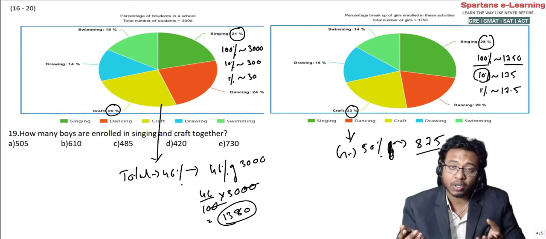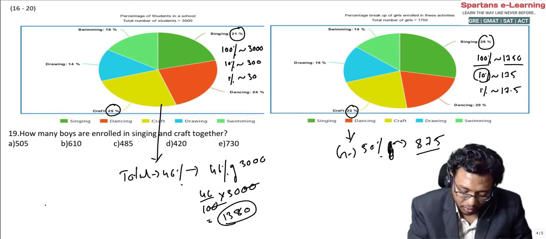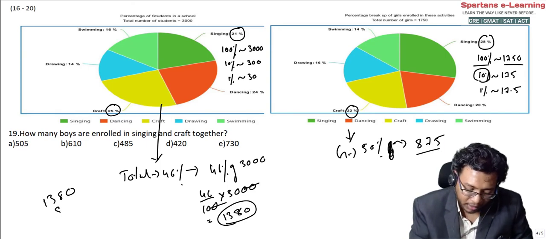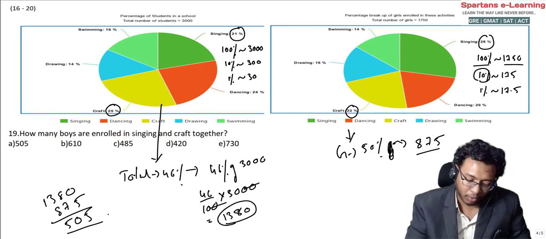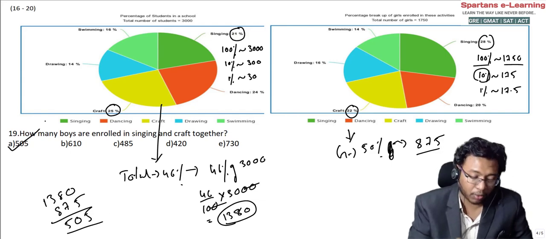Now how many boys are enrolled? Boys will be 1380 minus 875. So your answer will be 505, right?